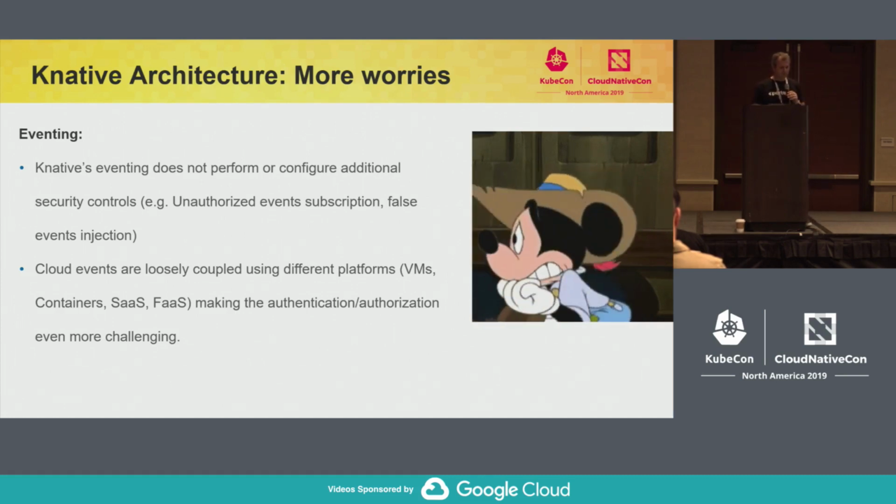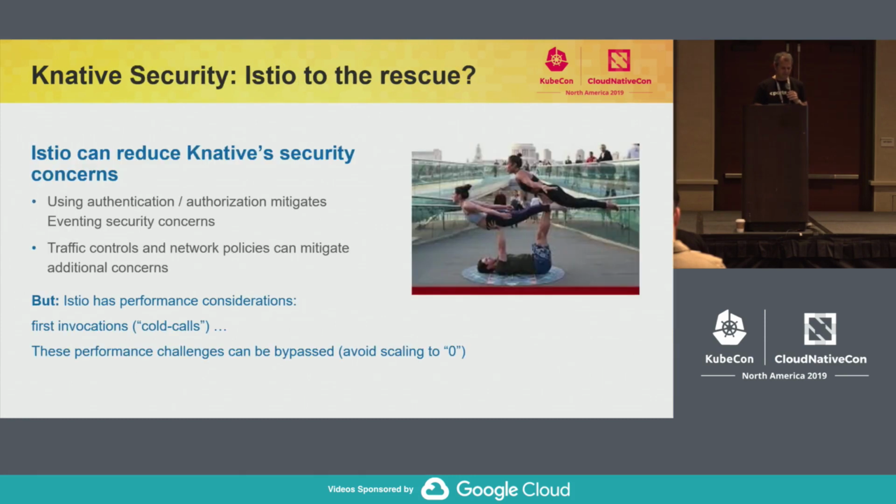So now, how do we solve that? Can Istio come to our rescue? Can we use Istio for this purpose? No doubt, Istio can reduce the Knative security concerns. I'm not going to say it solves everything, but it definitely can reduce them. We can use authentication and authorization. We can mitigate all those eventing and sourcing concerns. Traffic controls and network policies can also mitigate additional concerns.